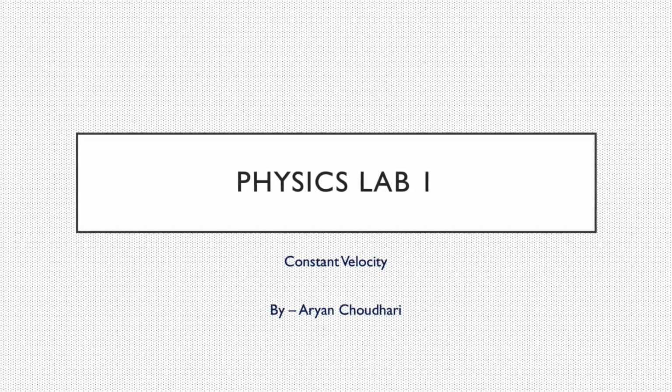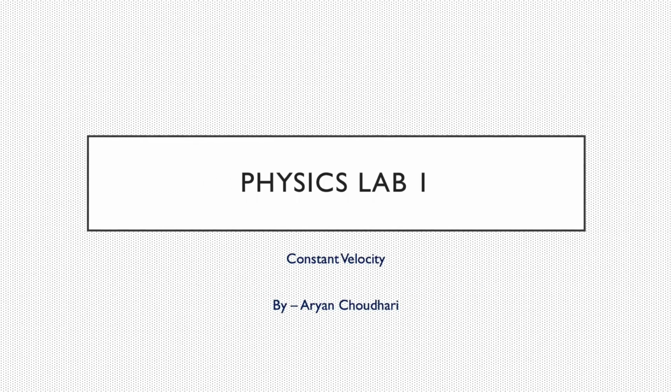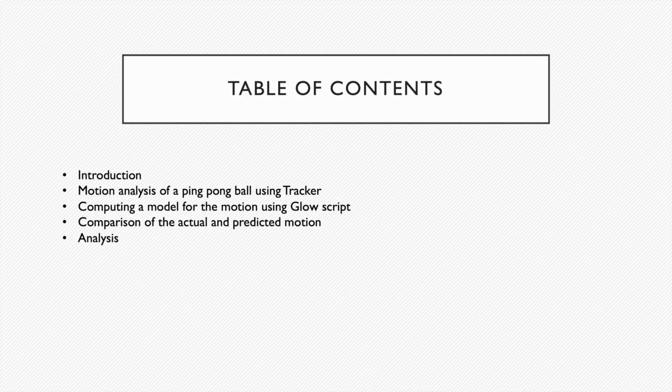This is my physics lab 1. This is a constant velocity problem. So in this experiment we'll discuss five main things. First is the introduction, which has the objective. Second, the motion analysis of a ping pong ball using Tracker. Third, I'll compute a model for the motion using GlowScript. Fourth, I'll compare the actual and predicted motion. And fifth is the analysis and the error analysis.